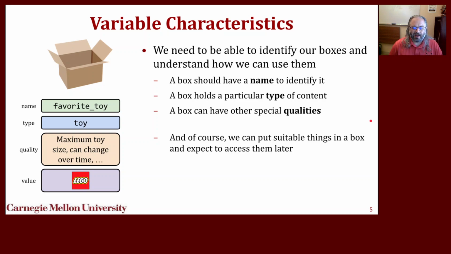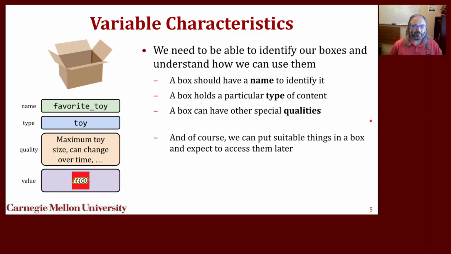And of course, we want to be able to put suitable things into a box and have an expectation that we can recover those contents later and read them and restore them. So this means each of our variables is going to have a name so that we can identify it, a type that describes what kind of contents it's holding, and we can also have qualities that different variables can have.